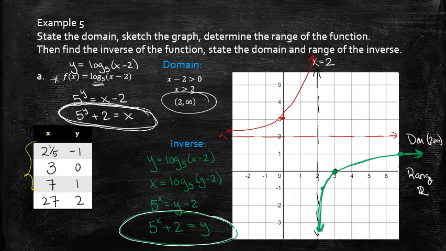So this x equals 2, that was the vertical asymptote for the first graph, not for the red graph. The red graph has this horizontal asymptote at the line y equals 2. And again, the domain and range are switched. So the domain for our exponential function, which is the inverse in this case, is all real numbers, and the range is from 2 to infinity.